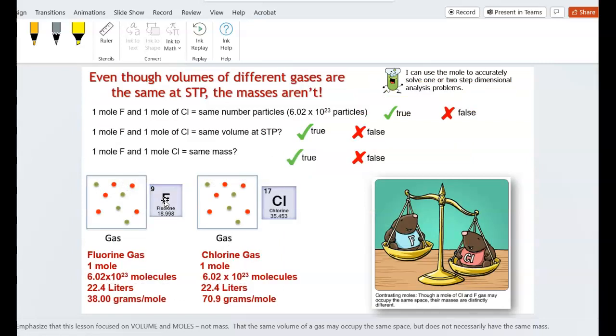Great. This is just pulling everything together. So if I had 2 containers of gas, one is fluorine, one is chlorine, they have 1 mole in each of them, which means they both would have 6.02 times 10 to the 23rd molecules. They both would have 22.4 liters because 1 mole is always equal to those 2 things at STP. However, their mass is different, right? Because the molar masses change every time.